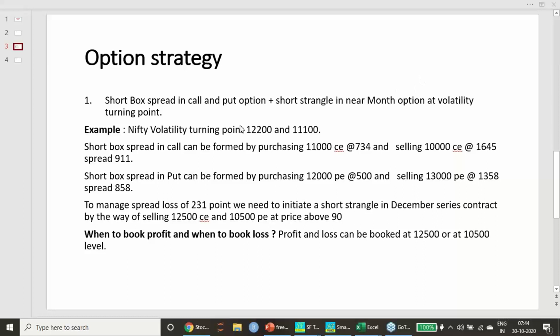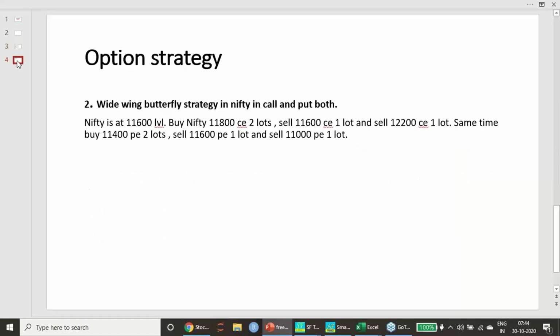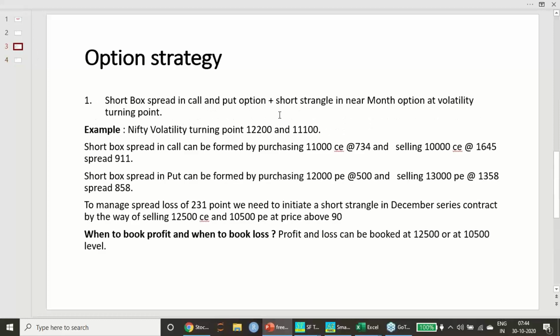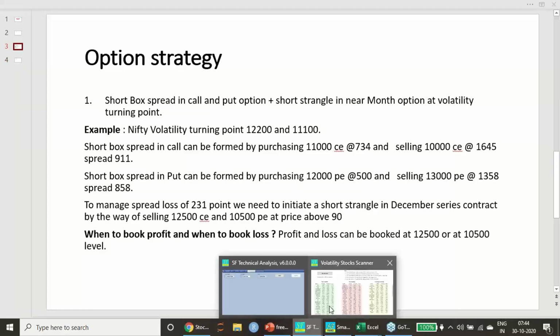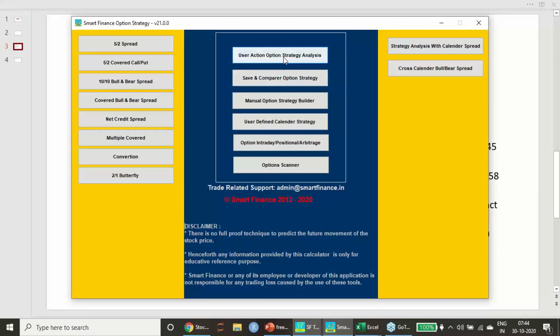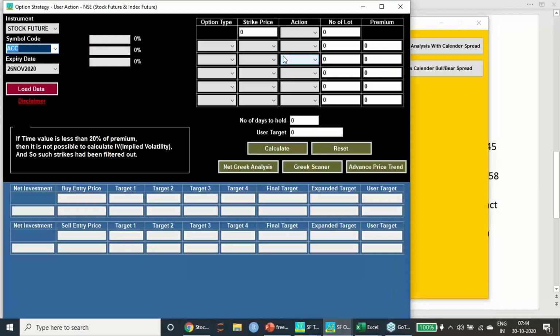So the strategy I will be recommending in this kind of situation is the short box spread along with the short strangle in the near month options, at the volatility turning point. The second is the wide wing butterfly strategy in the Nifty call and put options. How will you know the volatility turning point? To know this, you need to know what movement you can expect in the index this particular month.